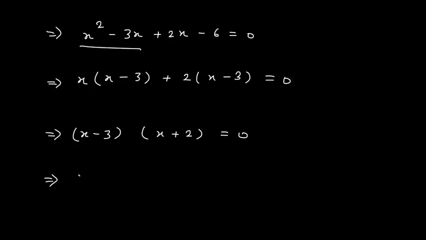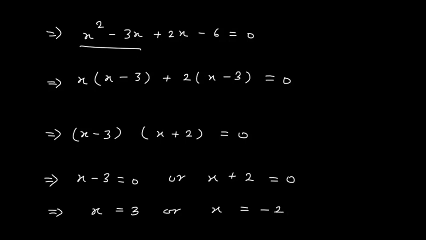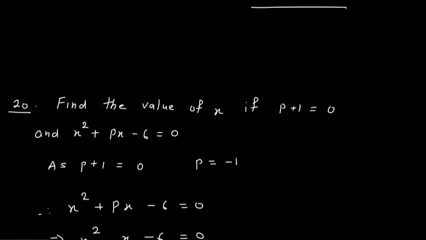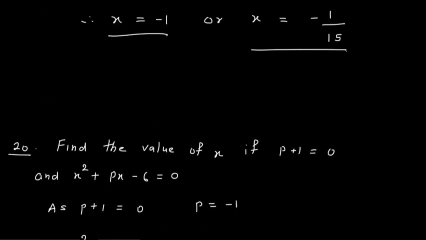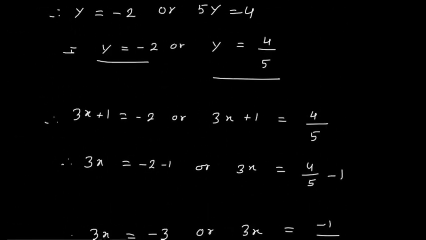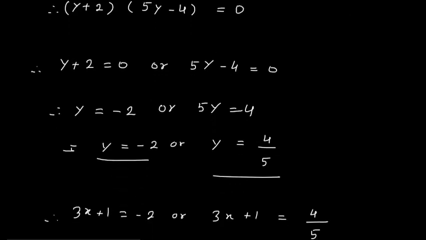So either x minus 3 is 0 or x plus 2 is 0. From here we have x equals 3 or x equals minus 2. So the value of x is 3 or the value of x is minus 2. This is how we have done all the problems of this particular exercise.